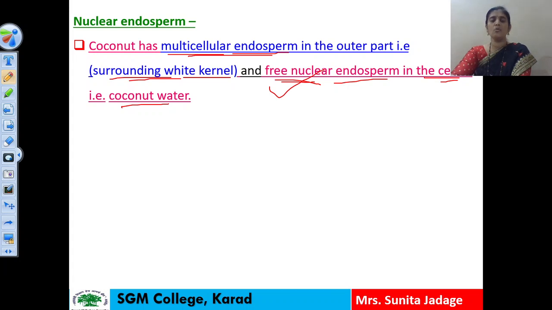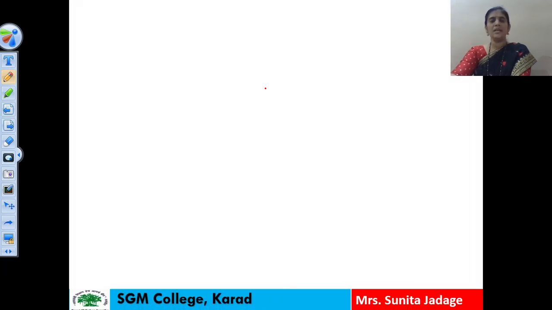That is tender coconut, which is showing coconut water, which is nothing but the free nuclear endosperm, that we have to remember. Okay, so this is the first type, the nuclear endosperm. Now the second type according to the mode of development is known as the cellular endosperm.